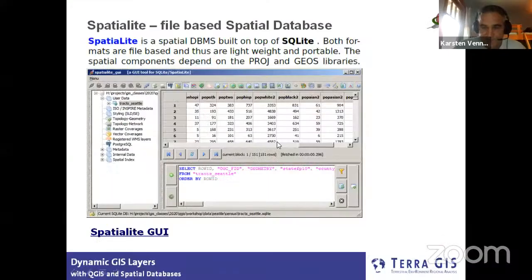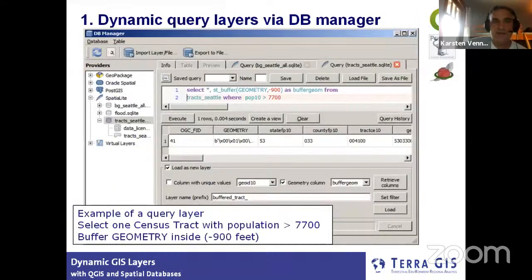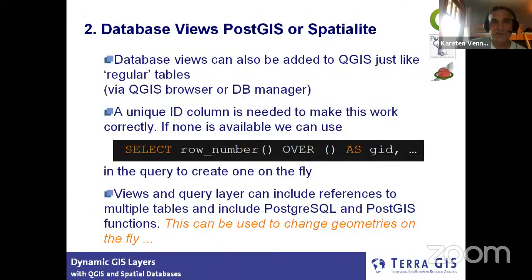So I don't want to talk much about PostGIS, but basically you can store spatial objects in here, and you have a whole lot of spatial operations you can use via functions. Then I showed kind of what wasn't really working. Here in the slides, when you have connected the Seattle tracts, the query that I could buffer inside 900 feet, the geometry, and then select just one of the tracts, which I did by population from census 2010, bigger than 7,700. So that was an example I wanted to show.